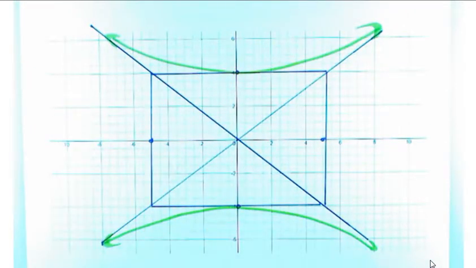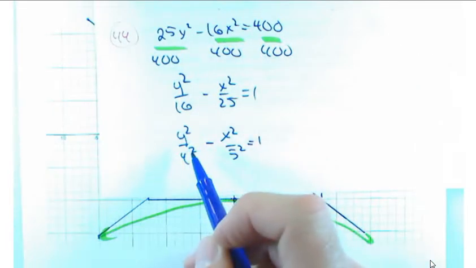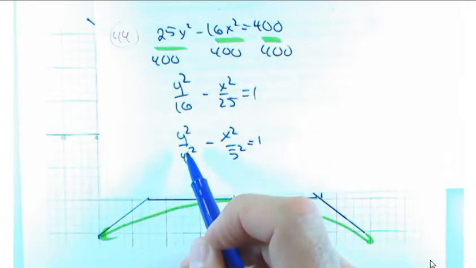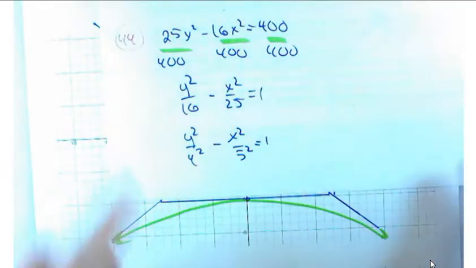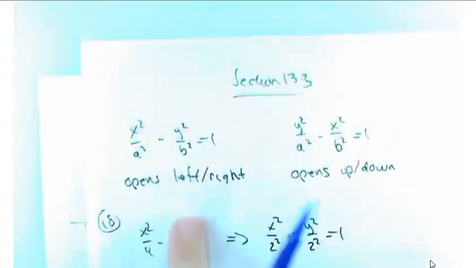Why does it open up? It's a good question. Someone want to answer it? Why does it open up and down as opposed to left and right? It's all right. It's because the y term is the positive term. So if this opens up and down, something in x squared opens left and right. And that's what we started with back here.